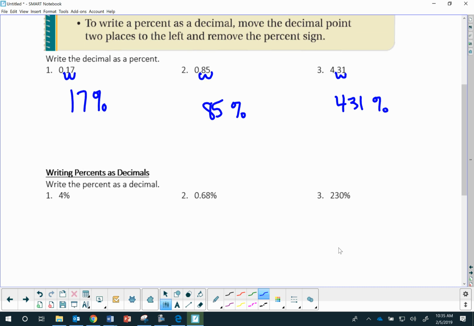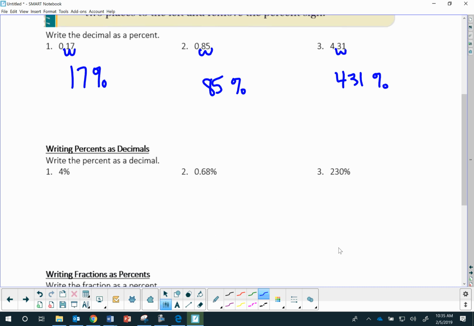Now we're going to go the other way. We're going to write these percents as decimals. So again, we're going to start with 4%. I know my decimal is behind the 4, so I'm going to move it 2 places to the left instead. So my decimal would be 4 hundredths. Again, this makes sense because 4 hundredths written as a fraction is 4 over 100, and then we know that is written as 4%. So let's do the same thing here.